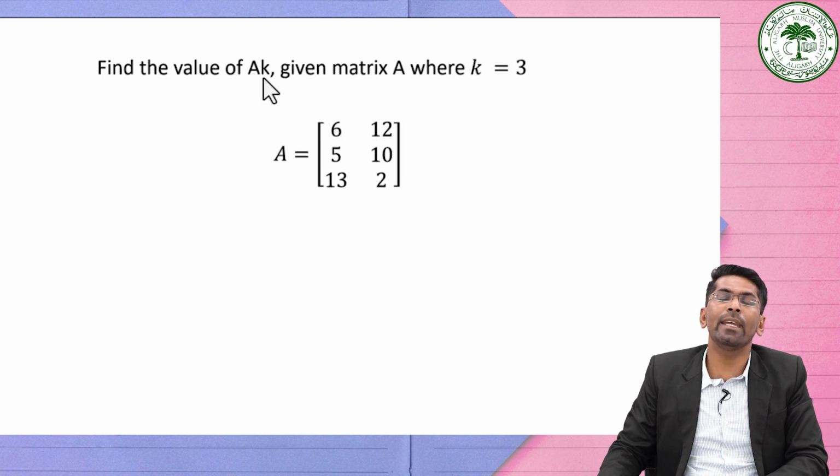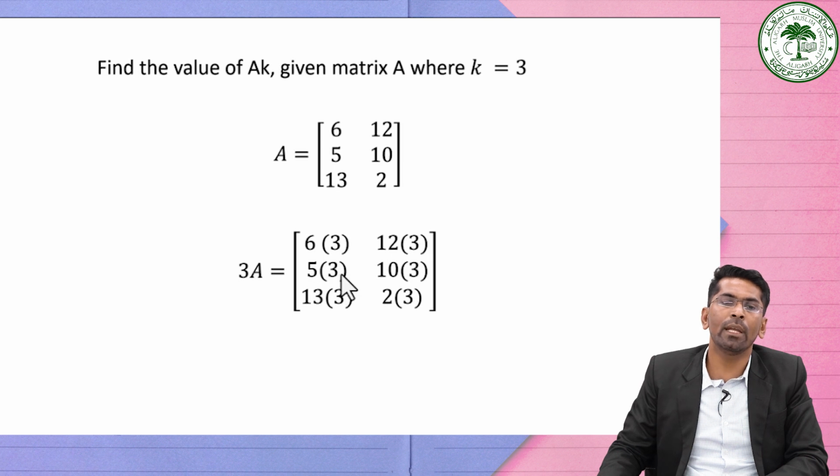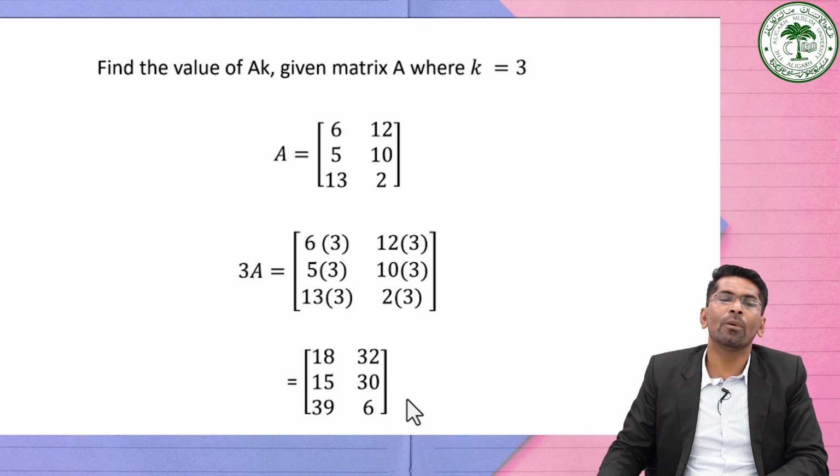We are going to find AK, which means multiplying the given matrix A by K, which is nothing but a scalar, a constant term, that is 3. So we multiply each element of the given matrix by 3. Then it becomes 6 into 3, 12 into 3, 5 into 3, 10 into 3, 13 into 3, 2 into 3. Simplifying, 6 into 3 is 18, 12 into 3 is 36, and the remaining likewise. So the final matrix is 18, 36, 15, 30, 39, 6. In this way we can find the scalar multiplication.